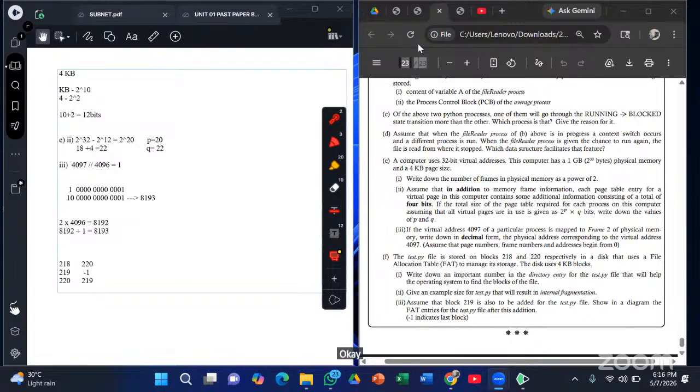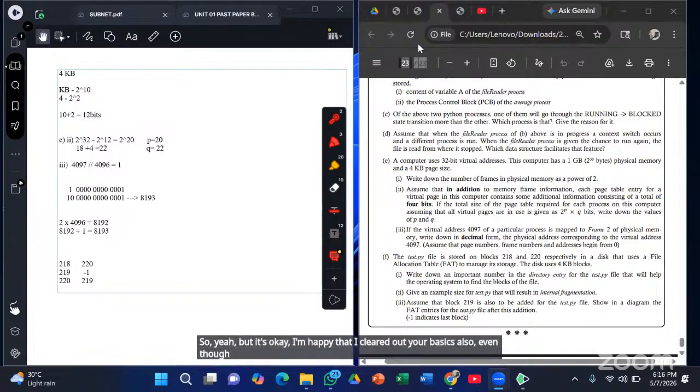Okay, I think it's enough for today, right? So we discussed the 2023 paper. I didn't think it would take too long. There were so many basic questions coming up. But it's okay. I'm happy that I cleared out your basics, even though they were simple questions. That's why I conduct these sessions, to help you guys even with the basics.